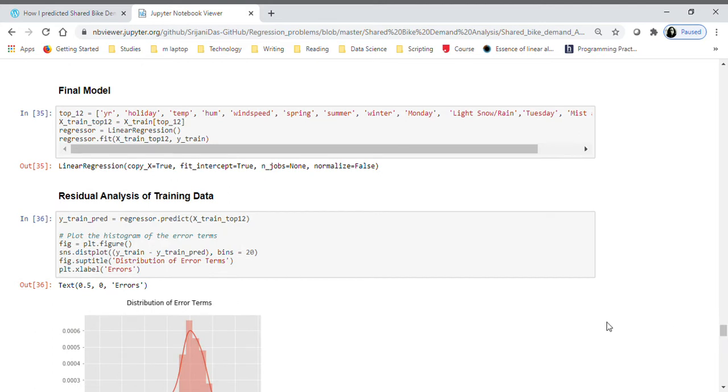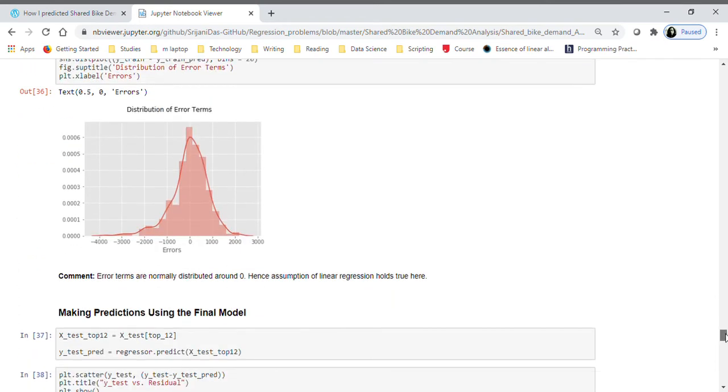Next thing is residual analysis of the training data, because we already have the test and training set split. So next thing we did is the residual analysis. Residual analysis means we are basically checking the residual, which is the difference between the predicted value and the true value of Y, or here in this case the demand of shared bike.